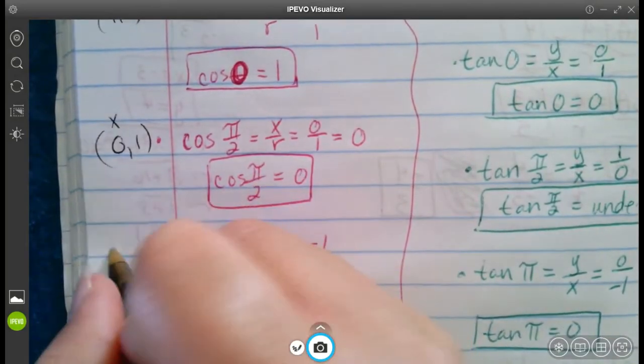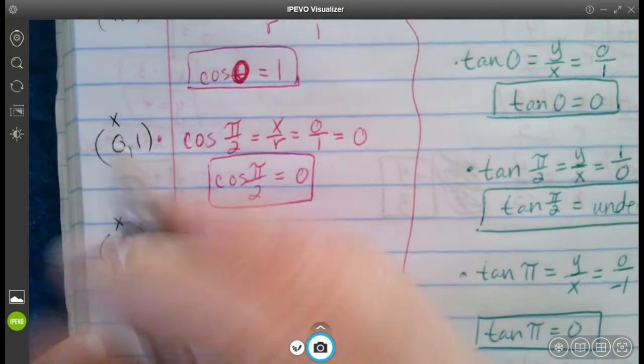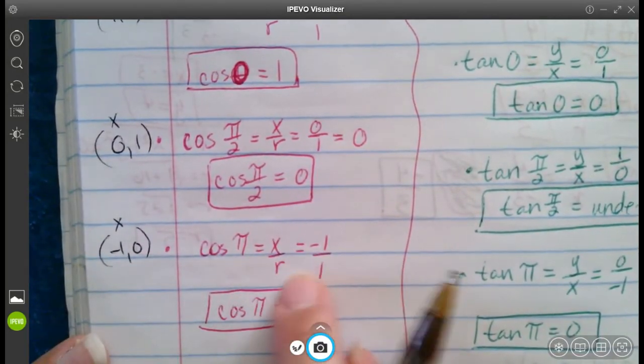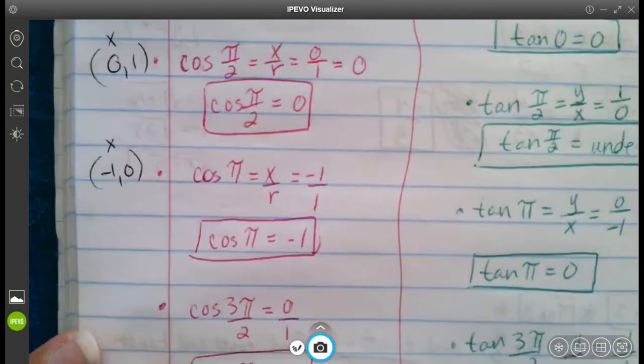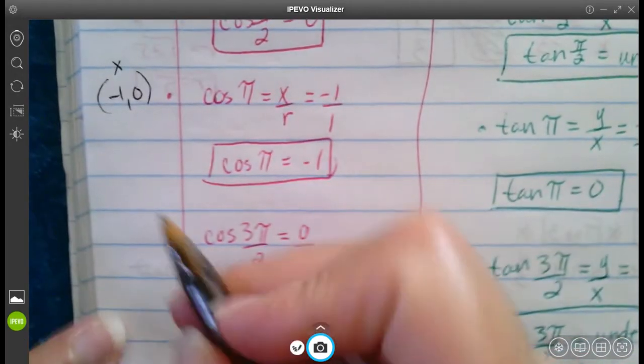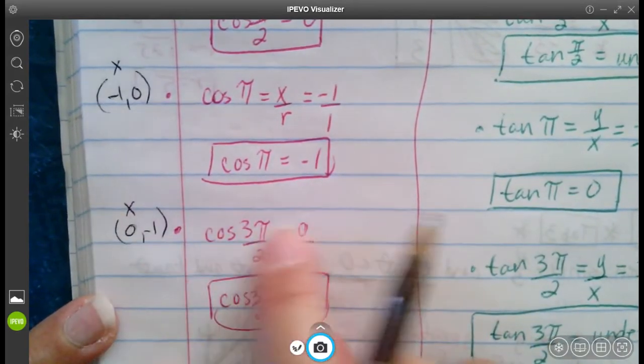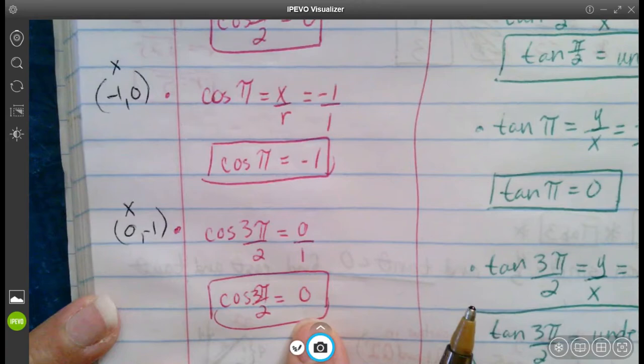Cosine of pi, now we're looking at (negative 1, 0) because that's where pi is at. Again, negative 1 divided by 1 is negative 1. Okay. And last but not least, cosine of 3 pi halves would be (0, negative 1). So this is our x. 0 over 1 is 0.